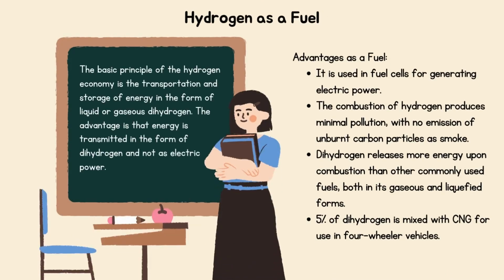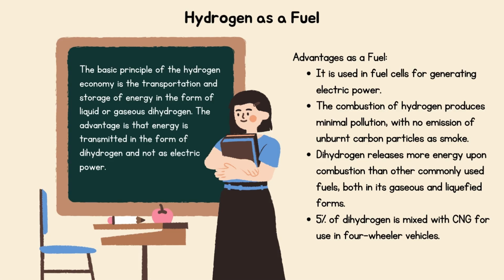Hydrogen as a fuel. The basic principle of the hydrogen economy is the transportation and storage of energy in the form of liquid or gaseous dihydrogen. The advantage is that energy is transmitted in the form of dihydrogen and not as electric power. Advantages as a fuel: it is used in fuel cells for generating electric power.